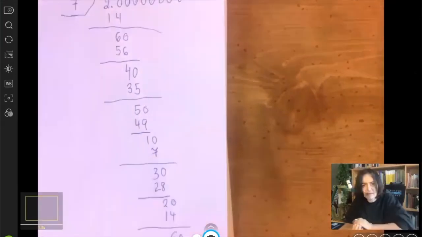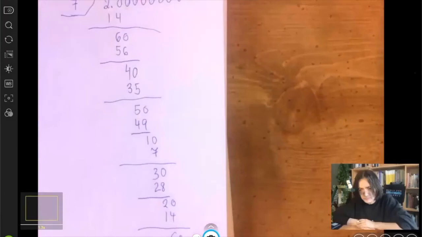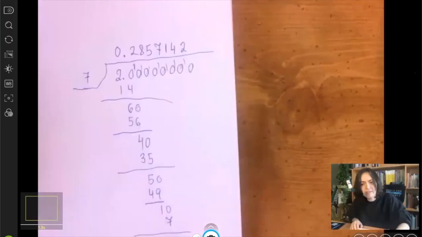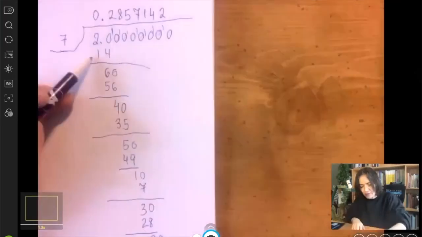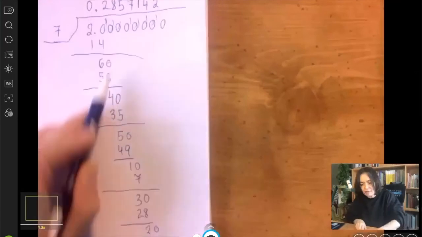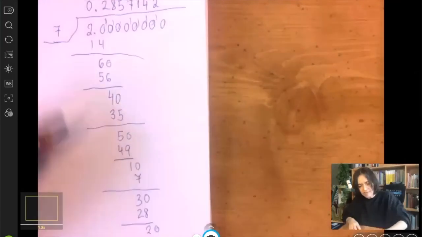60 divided by 7. 8. 8 times 7 is 56. Right, I usually do it until the class starts to beg to stop. See the same pattern. Right. Now we're stuck. We always bring down the same zero. So this is going to repeat.